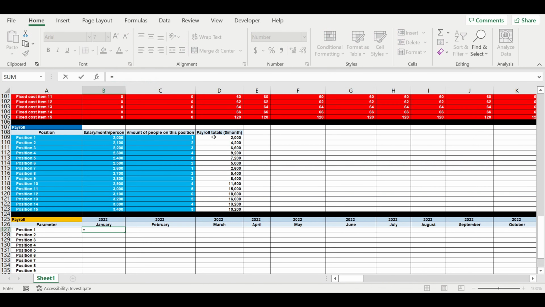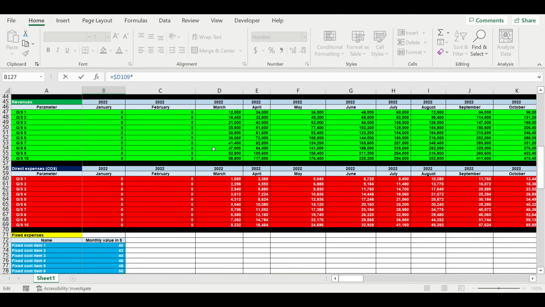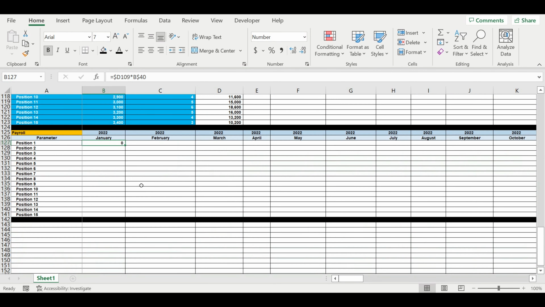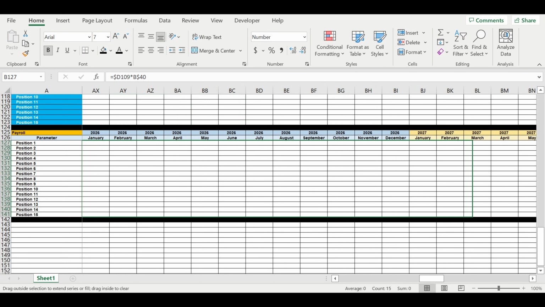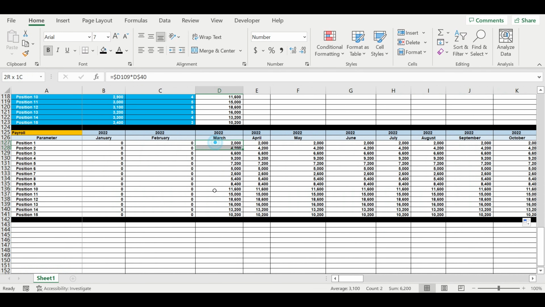And then I'm placing these values, so I'm freezing this column and multiplying on the line where we have or do not have the operating activity. Freezing this line. Zero means that we don't have operating activity at this moment. One means that we do have operating activity at this moment. Pressing enter, then I will extrapolate this formula to the bottom and to the right. So now we have our payroll starting from March 2022.